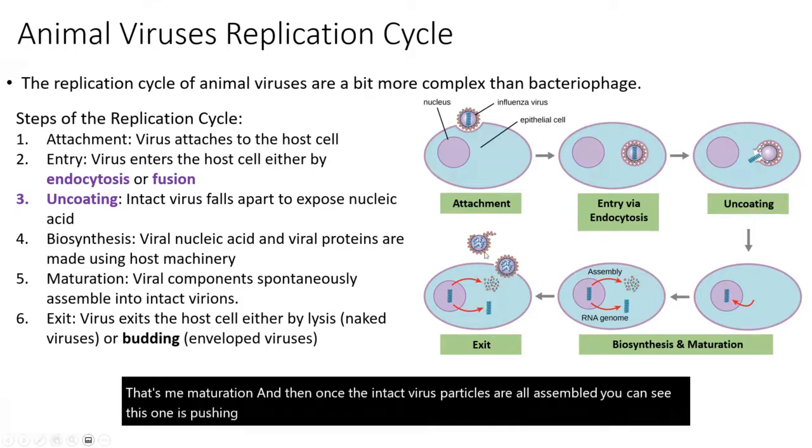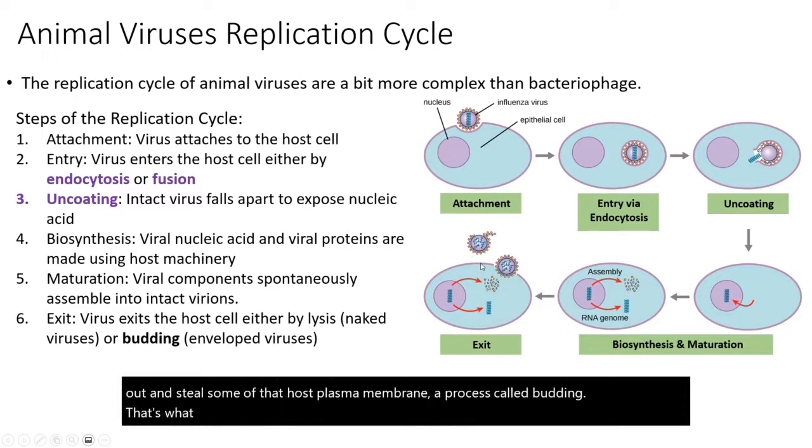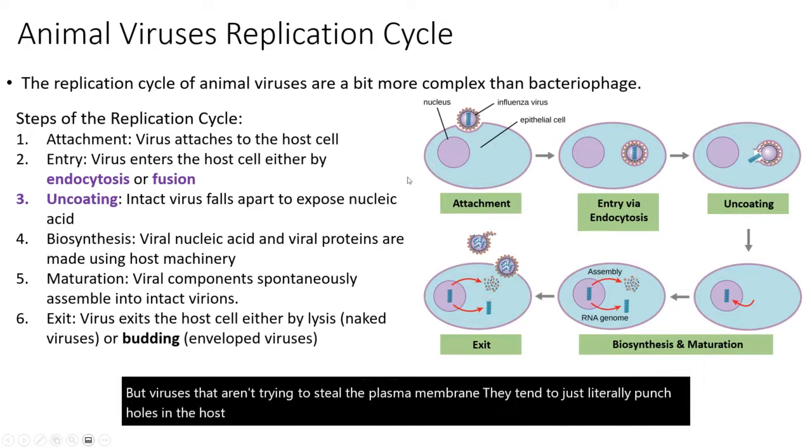And then once the intact virus particles are all assembled, you can see this one is pushing its way out. Okay, now remember, some viruses are going to push their way out and steal some of that host plasma membrane, a process called budding. That's what our enveloped viruses are going to do. But viruses that aren't trying to steal the plasma membrane, they tend to just literally punch holes in the host cell and leave by lysis, much like we saw with the bacteriophage.